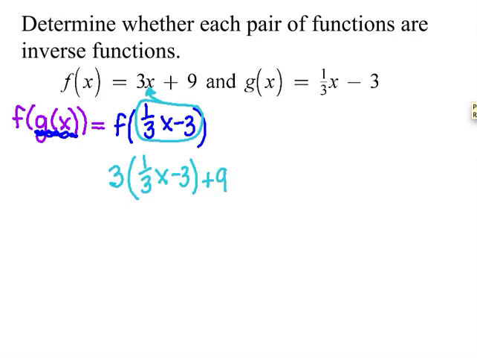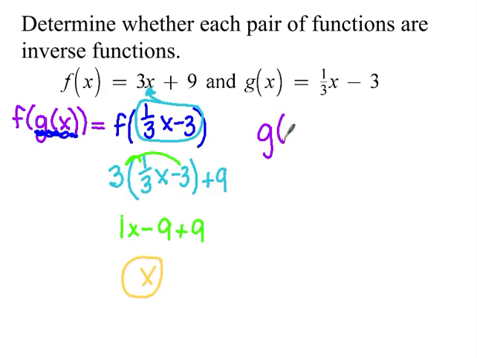So what do you do with the 3? Distribute. What's 3 times 1/3? 1, so I have 1x. What's 3 times negative 3? What do you get? So you've shown one of the ways. Now we've got to show the other way. If you don't get x, you've done something wrong. And these are kind of like essay questions. That means I look at your steps. So let's do the next one.